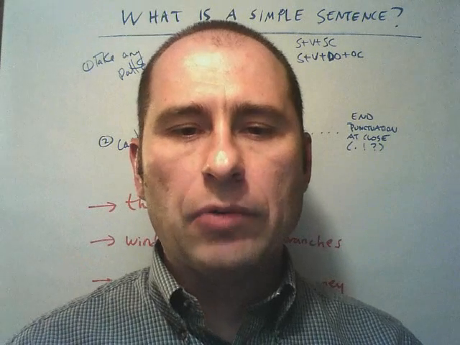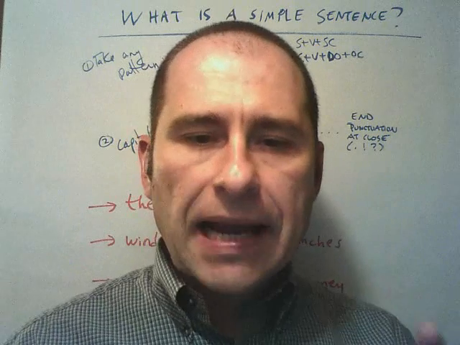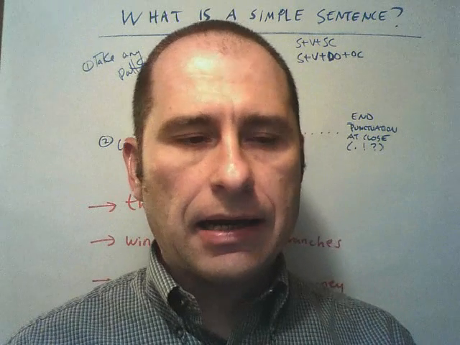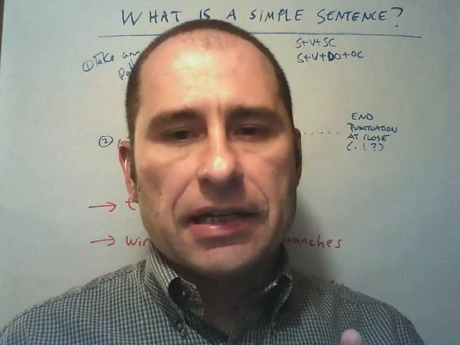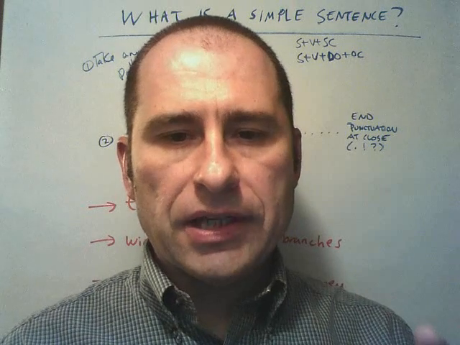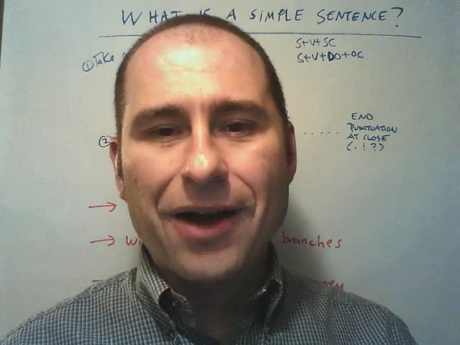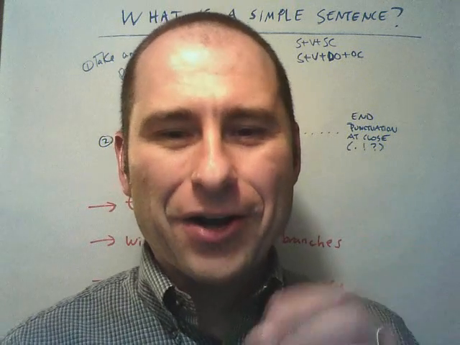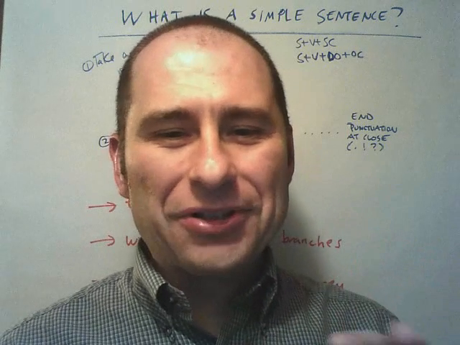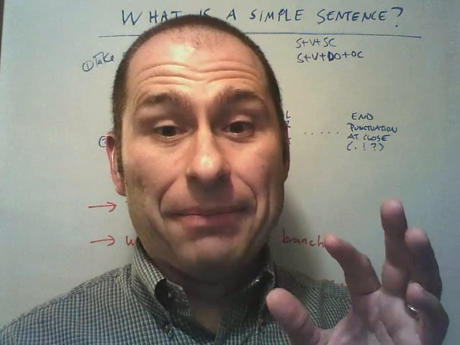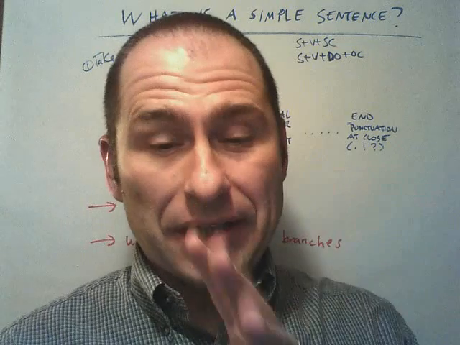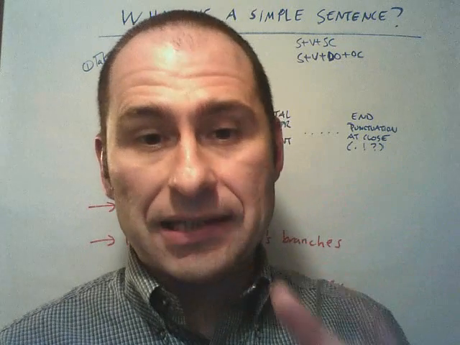In this video, I want to discuss what exactly makes a sentence. And there are various types of sentences. There's the simple sentence, there's the complex sentence, there's the compound sentence, and then there's the compound complex. But the easiest to understand of all of these, and the building block of the other three, is one of these four: the simple sentence.